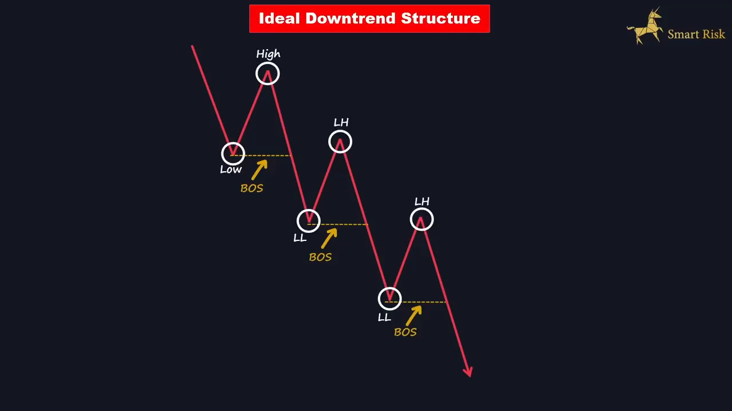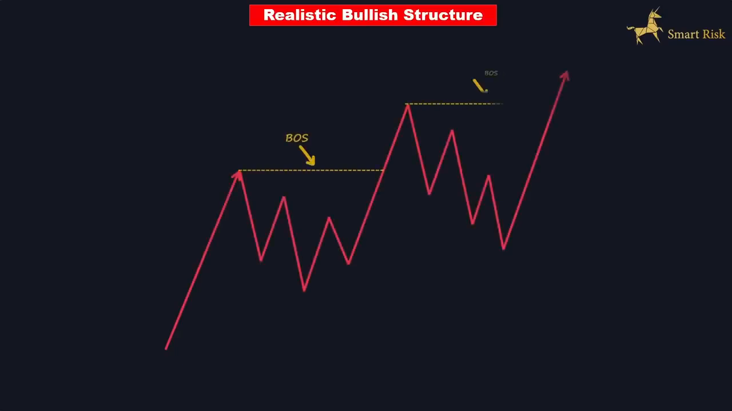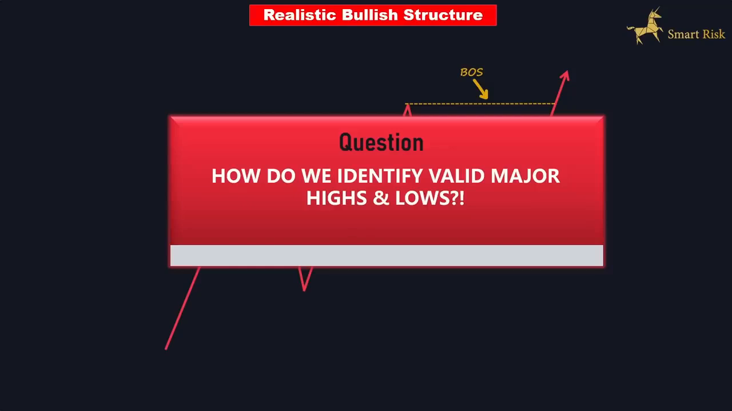Now, let's delve into the details of the realistic market structure. This represents the realistic uptrend structure that is more commonly observed in the market. Now let's consider a scenario where the price breaks the previous highs to the upside. At this point, a crucial question arises. How do we identify valid major highs and lows?